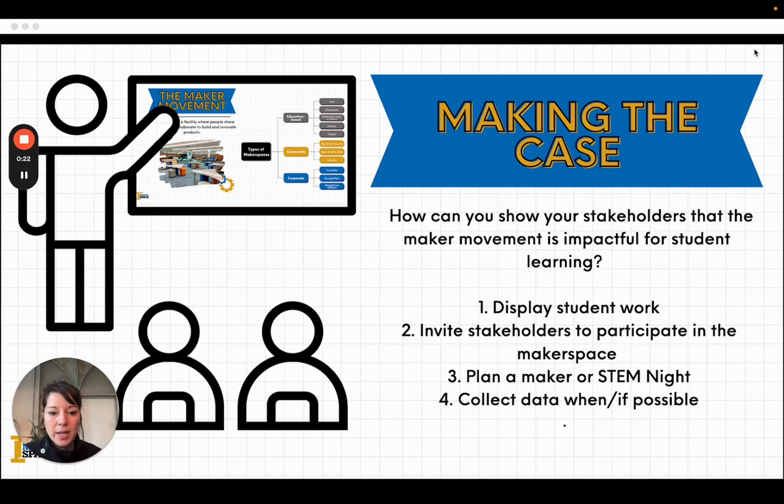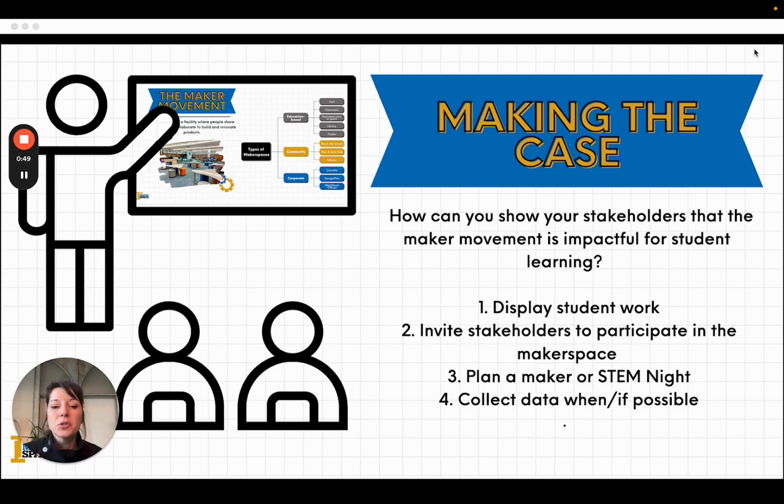So one important way is to display student work. What's happening in the makerspace is seen outside of the makerspace, and that can be done in a number of different ways. Social media is fantastic for that because you want parents to see and understand what their kids are learning in that space. Just having a display case outside within the building allows even other educators to see what's happening in the space if they're not in there regularly. Displaying student work is going to be key.